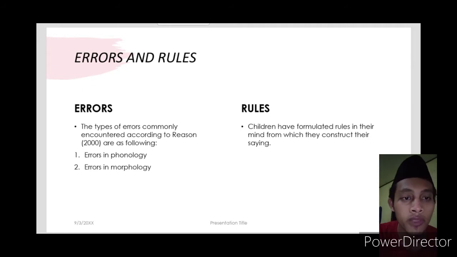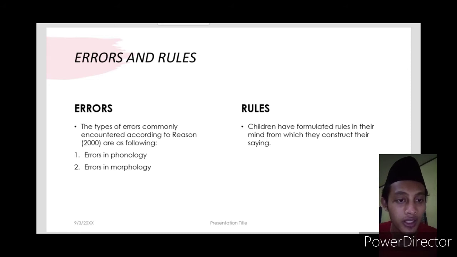The definition of metathesis is switching of two sounds, each taking the place of the other. For example, the target language is paspakat, but children say pospakat. So here, the child changes one word, that is in the word pass. They change U to be O.